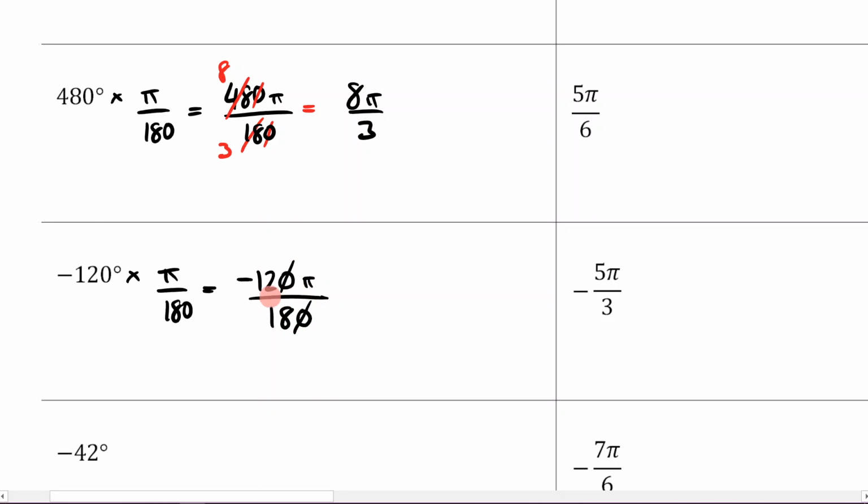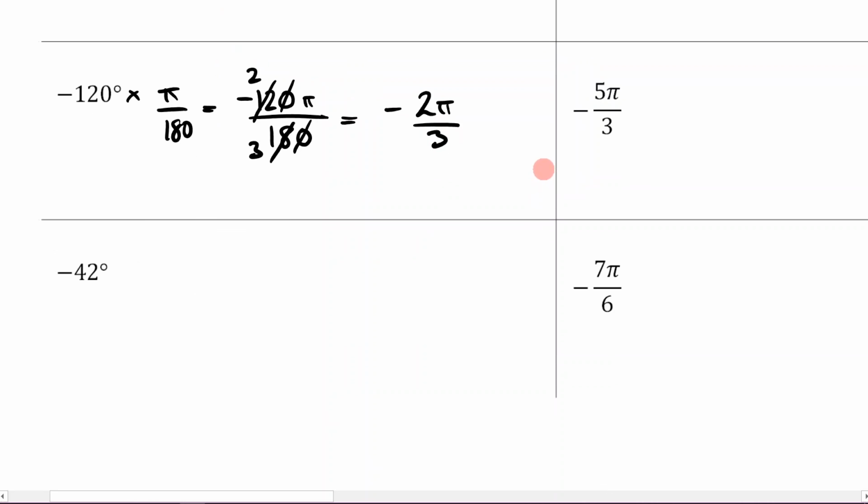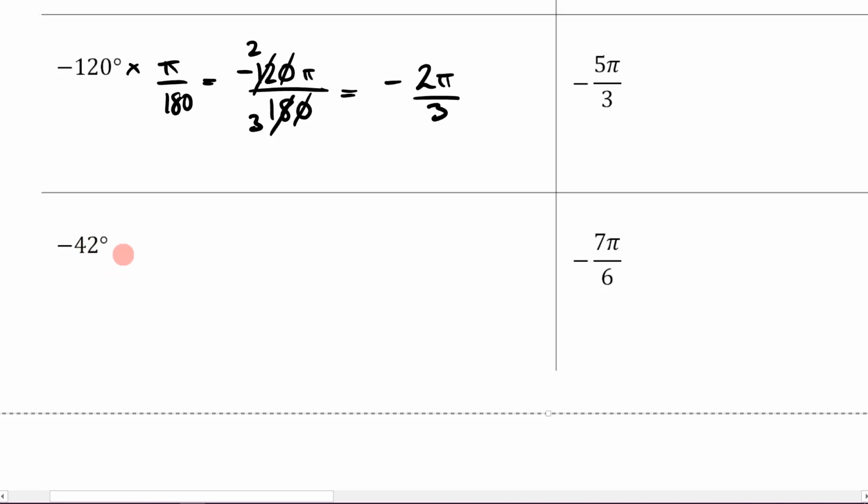This will cancel with this. Both of these can be divided by 6. Negative 2 pi on 3. Again, this is negative, but that's no worries. That just means our answer is going to be negative.